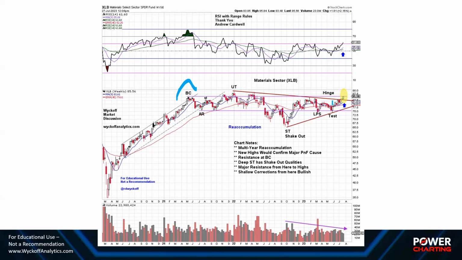But what is powerful about reaccumulation that makes it so special to me is that you have this upward stride, and I always say that upward trends beget future upward trends.